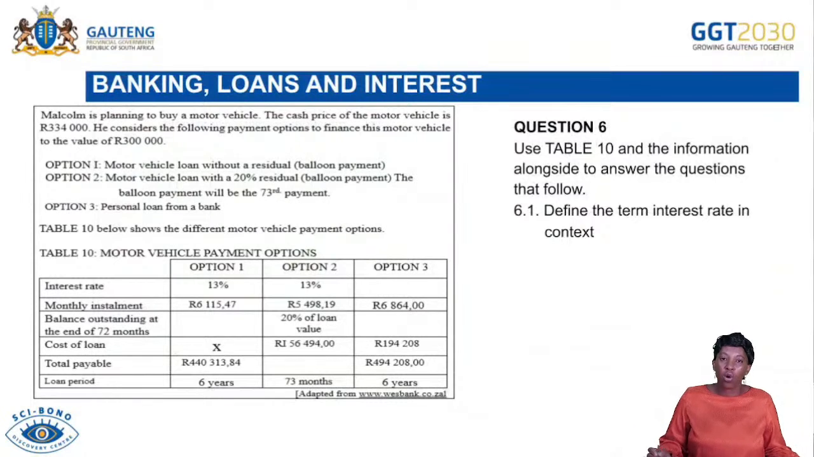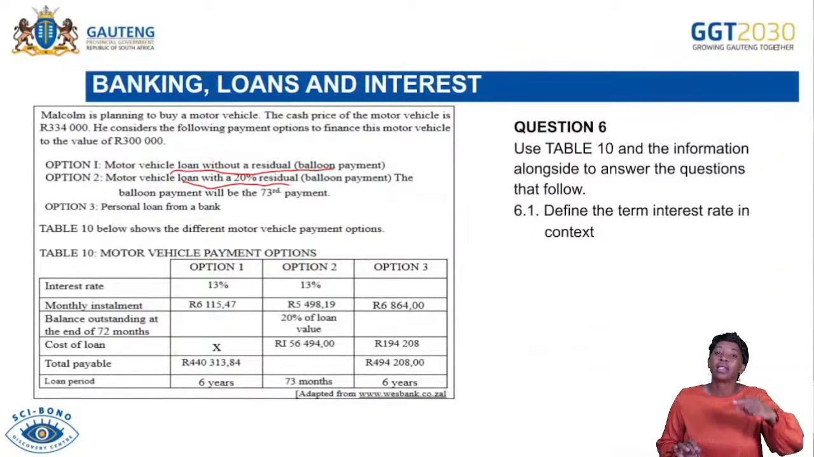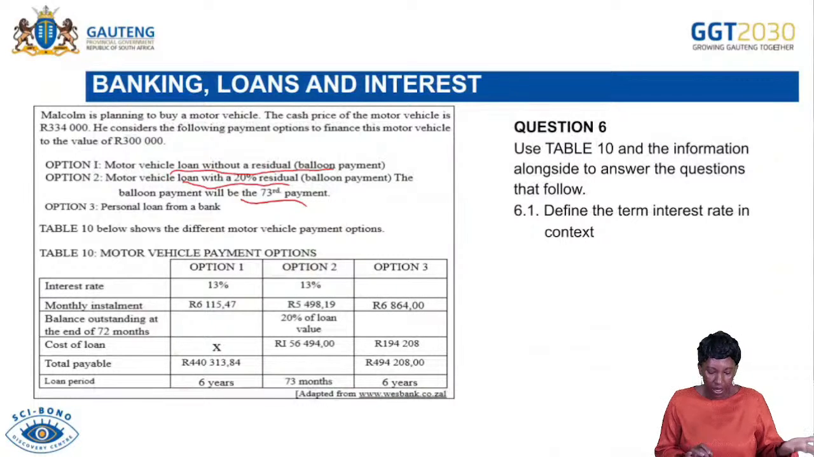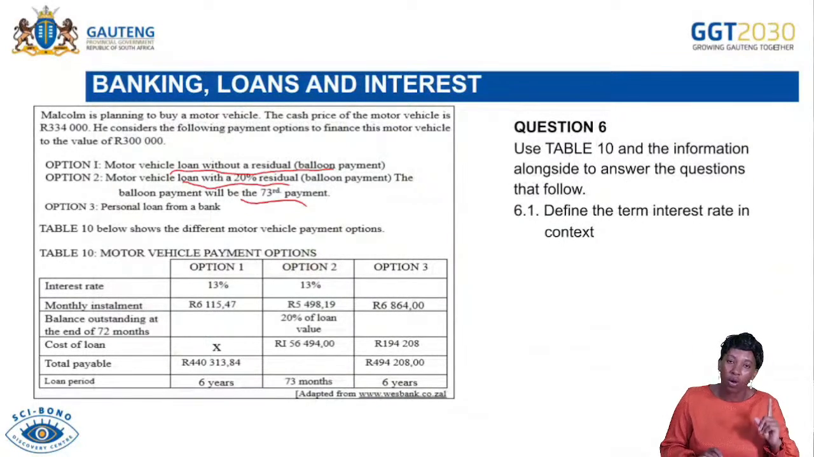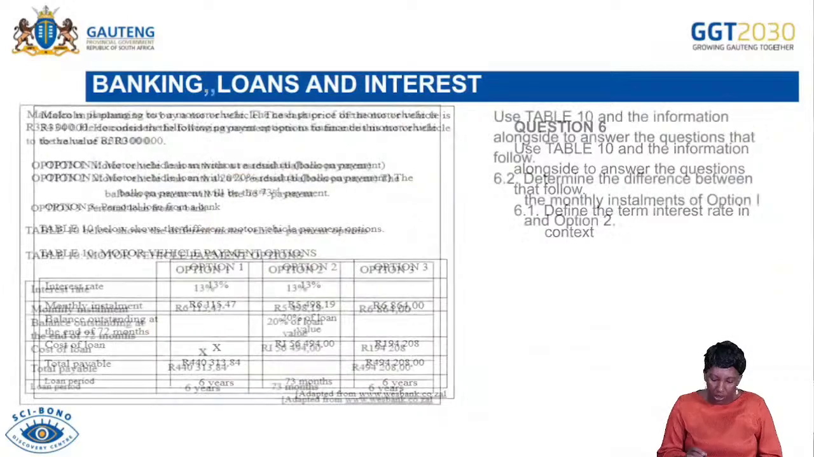And remember now with the loans, they are telling you the loan is without residual. And then if the loan is with residual, they're charging a percentage, 20. And then the balloon term, which is the extended one, will be on the 73rd month payment. So now they show us here option 2, option 3, and then option 1. So now they say define the term, the interest charged on the amount there.